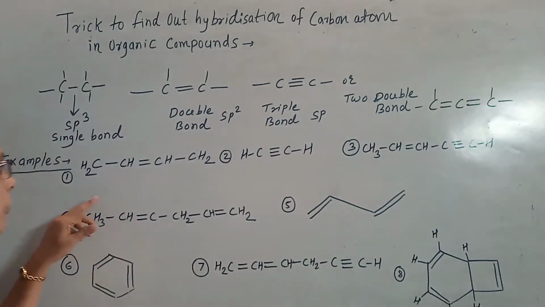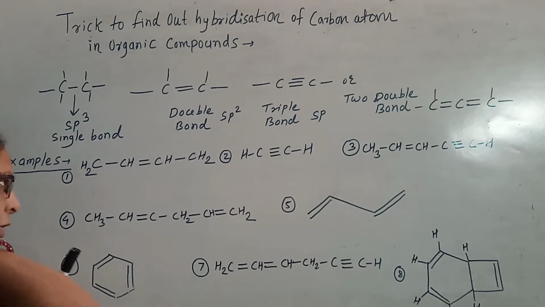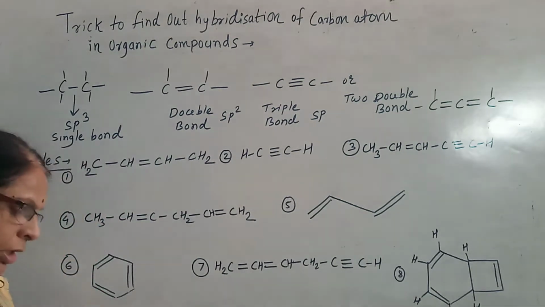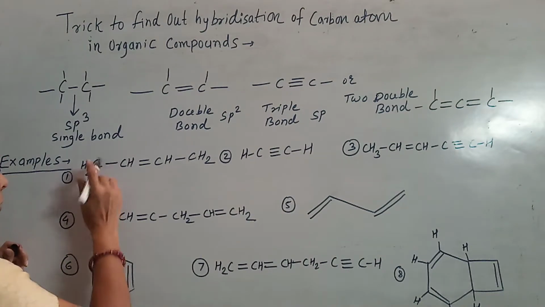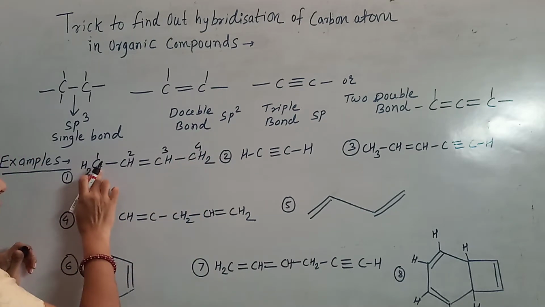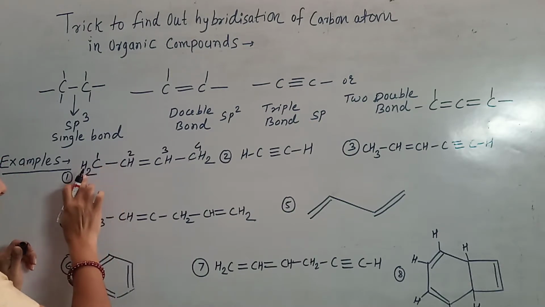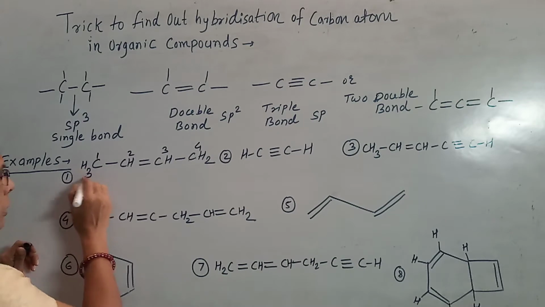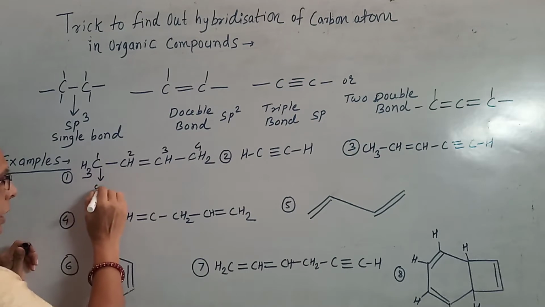So look at this. Let us consider example number one. In example number one, we have to find out the hybridization of each carbon atom. Now we check the hybridization of carbon number 1, carbon number 2, carbon number 3 and carbon number 4. The valency of carbon number 1 is satisfied with single bonds. This carbon is attached to 2 hydrogens, this carbon is attached to 3 hydrogens, and this bond is a single bond. Therefore, this carbon is sp3 hybridized.